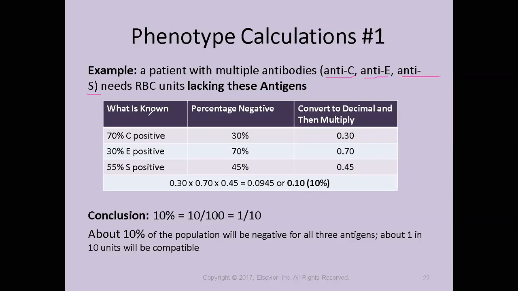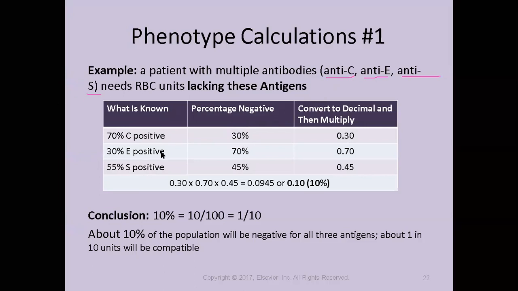First of all, this is known from population data. We basically know the rate of positivity, how many people in the population in general have each one of these antigens. So we're going to say what is known, and then using what is known, we're going to say what percent is negative, and then we have to convert it to a decimal to multiply. This is data that is provided from research. We know 70% of the population has big C antigen. So if 70% of the population has big C, then we could deduce that 30% of the population does not. Remember, we want to use the data that does not. So if we convert 30% to a decimal, that's going to be 0.3.